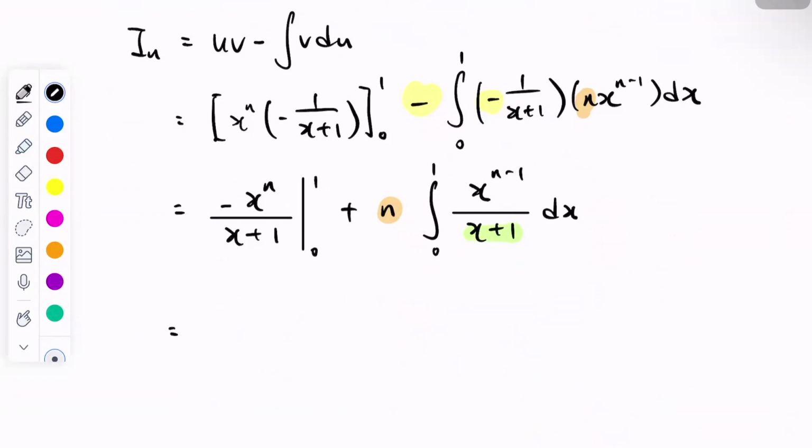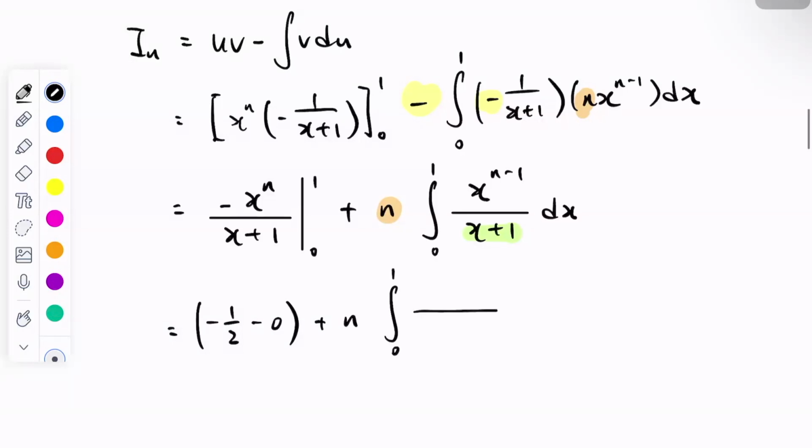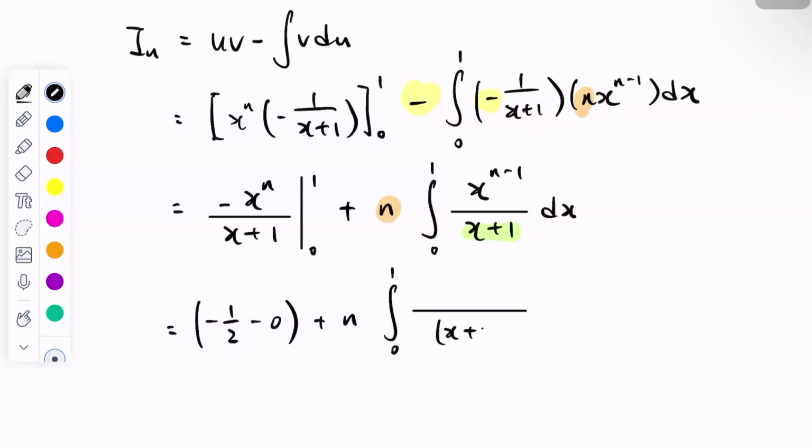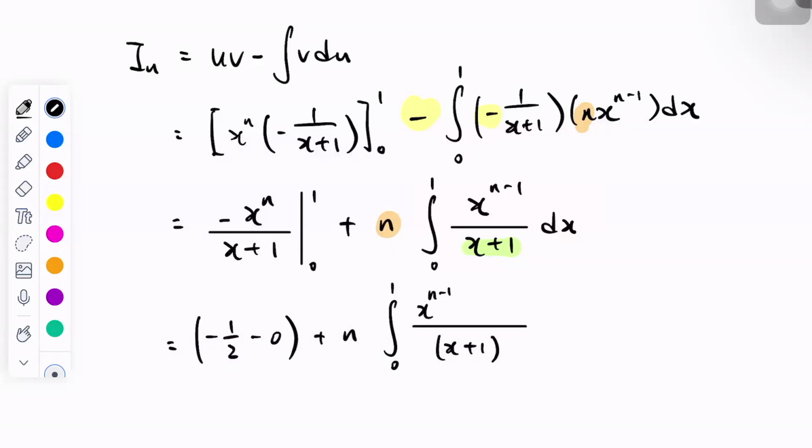Let's say for the first part I do the substitution first, this will be negative 1/2 minus 0, and then plus n times the integral from 0 to 1, and then multiply by (x plus 1) in the numerator and denominator, so the numerator will be x^(n minus 1).